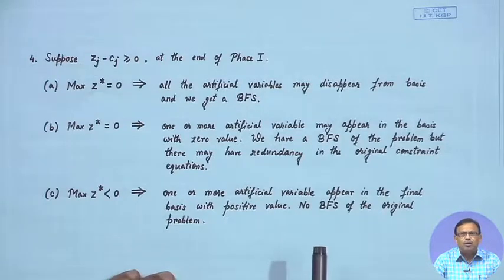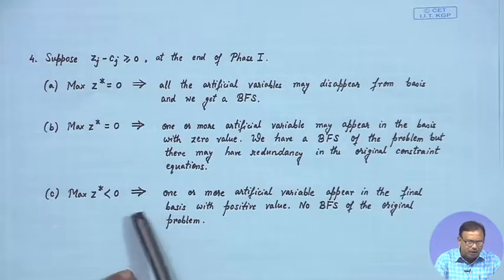So, please note this one, that if maximum value of z star is 0 and if one or more artificial variables appear in the basis with 0 value, or it becomes a basic variable, in that case you will obtain the basic feasible solution, but there may be redundancy in the constraints, and redundancy causes certain other problems which we will discuss again at a later stage.